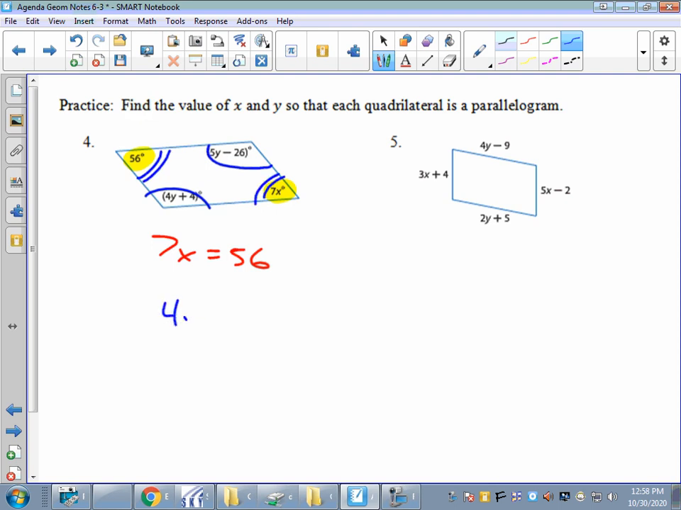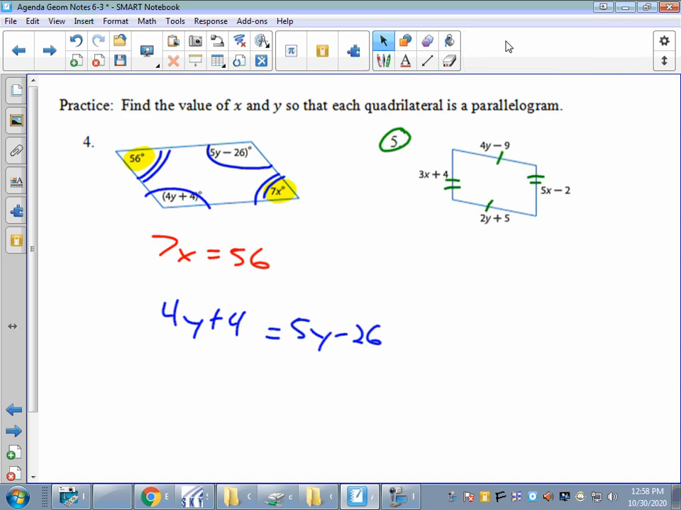So I could say 4y plus 4 is congruent with 5y minus 26, and I could start solving from there. I'll let you guys get started on there. Same thing on number 5. We could use opposite sides, right? They'd have to be congruent, so set those equal to each other. These two would have to be congruent, so we have to set those two equal to each other, right? We can work on those.